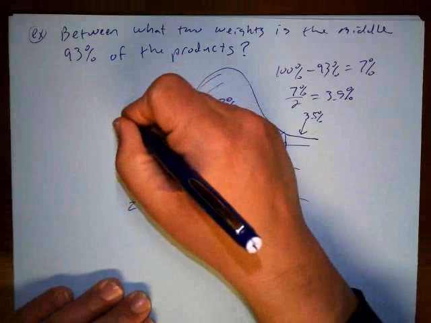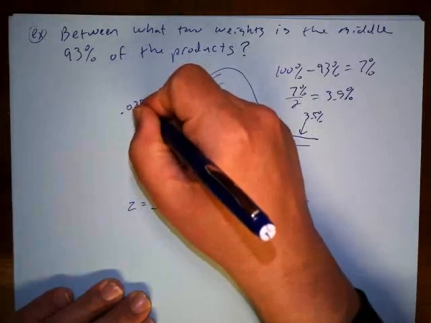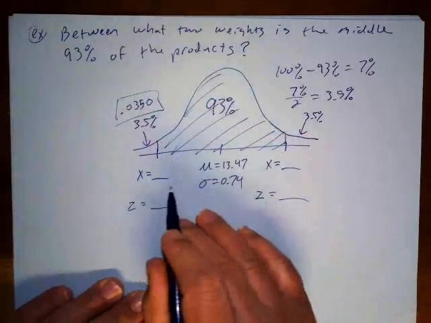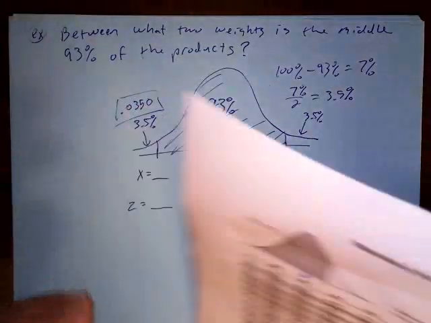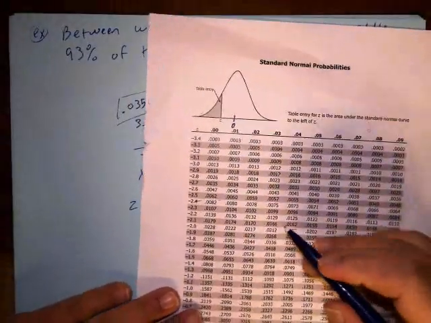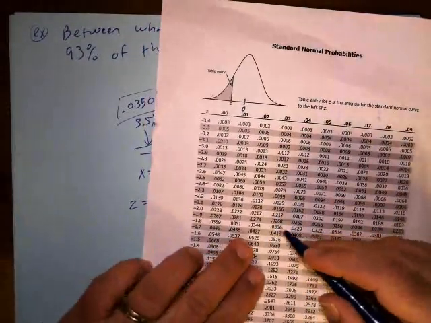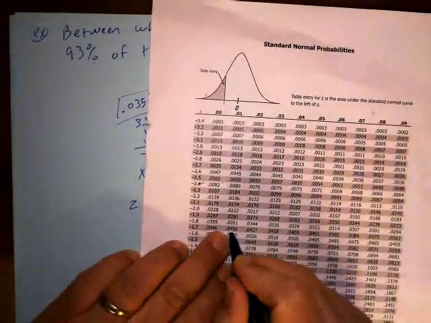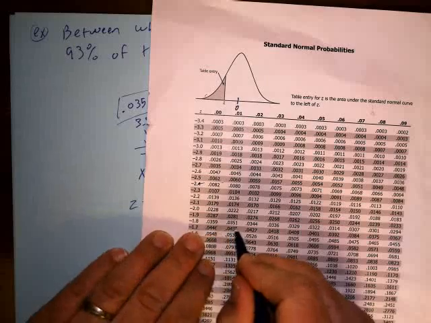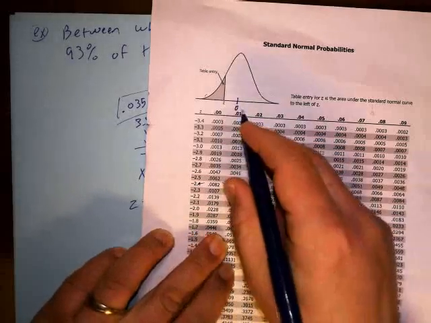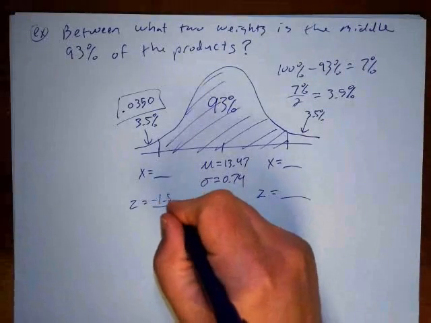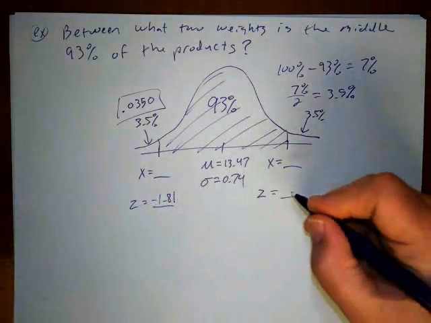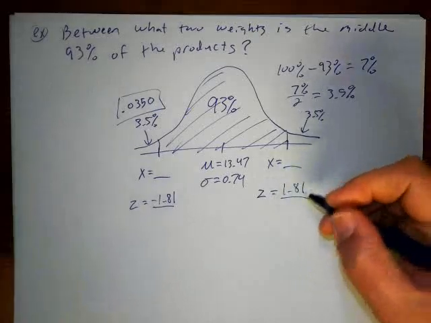So now I'm going to convert this to a 4-digit decimal number, and that's what I want to look up to get the negative z-score. So 0.0350, and it looks like I got it right here, 0.0351. So that's negative 1.81. So this is negative 1.81, and this over here is the positive 1.81.